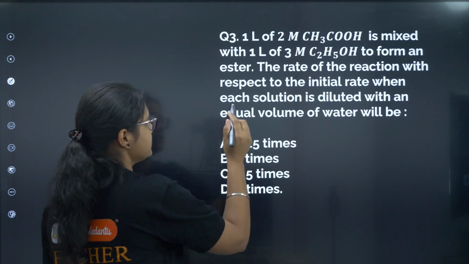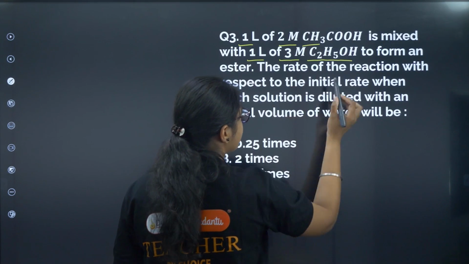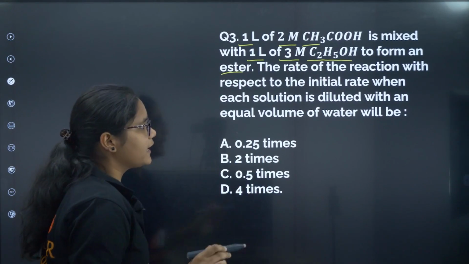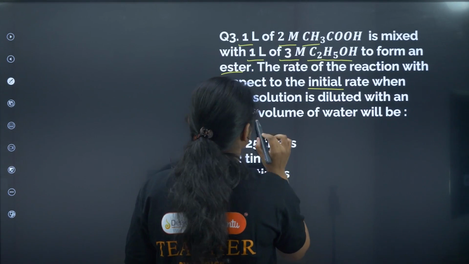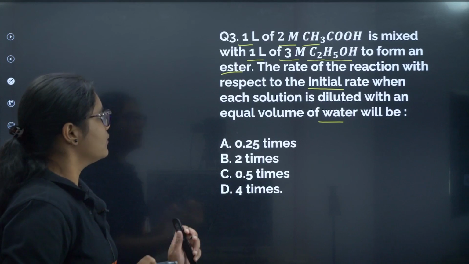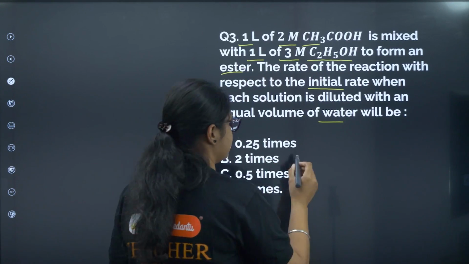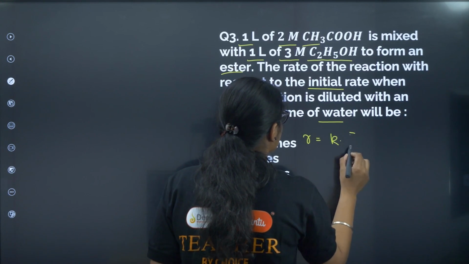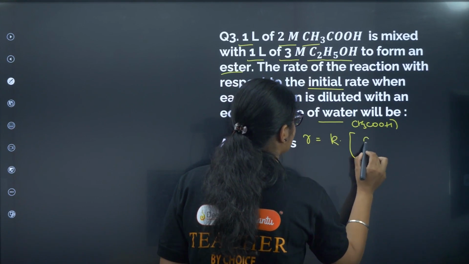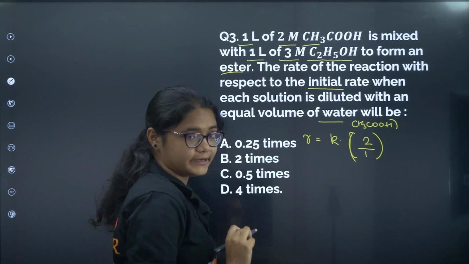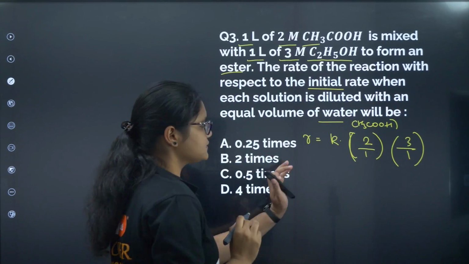Okay, now again a rate law question. 1 liter of 2 molar acetic acid is mixed with 1 liter of 3 molar ethyl alcohol to form an ester. What is the rate of the reaction with respect to the initial rate when each of the solutions is diluted with an equal volume of water? First, 1 liter of 2 molar means 2 moles are there in 1 liter. So I can write the initial rate law as K into concentration of acetic acid as 2 by 1, where 2 moles are present in 1 liter, and for ethyl alcohol 3 by 1. So this is the initial rate.